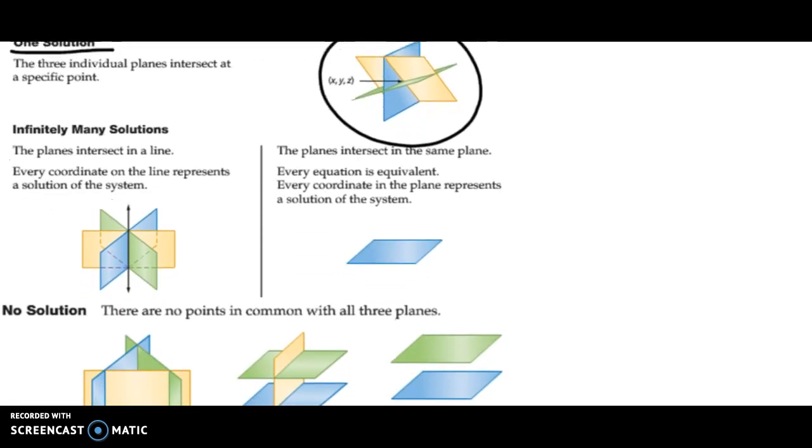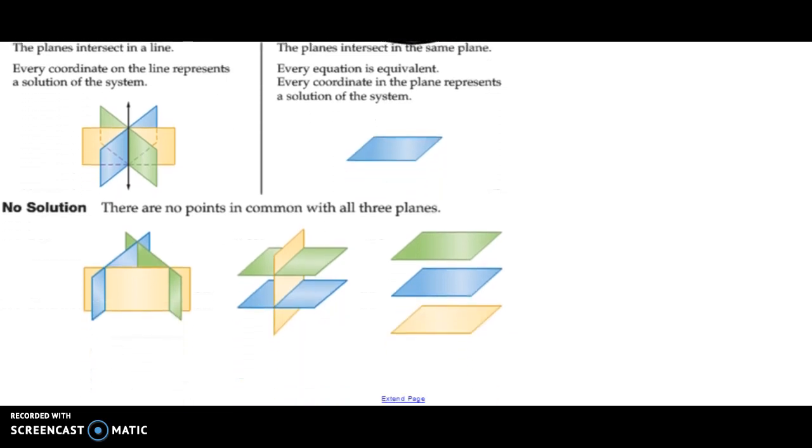Next, if we have all three of our planes, x, y, z, that all meet at one line, that is going to be infinitely many solutions. So just like when we had two lines right on top of each other, it was infinitely many. Now, if all three planes, x, y, z, meet at one line, then that's going to be infinitely many as well. It's also the same if all three planes are right on top of each other, all equal to each other.